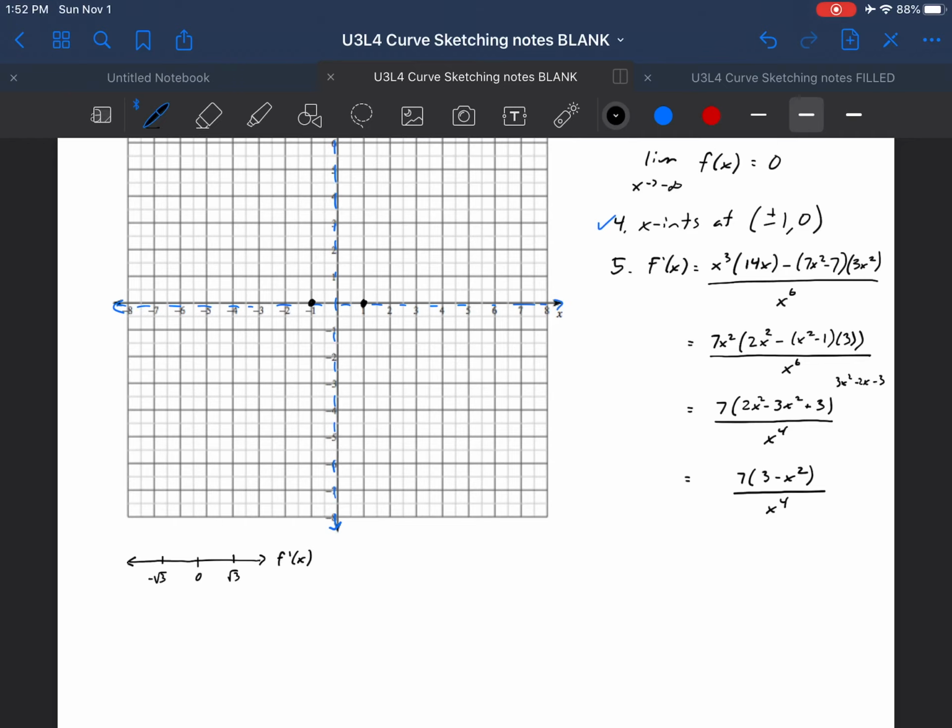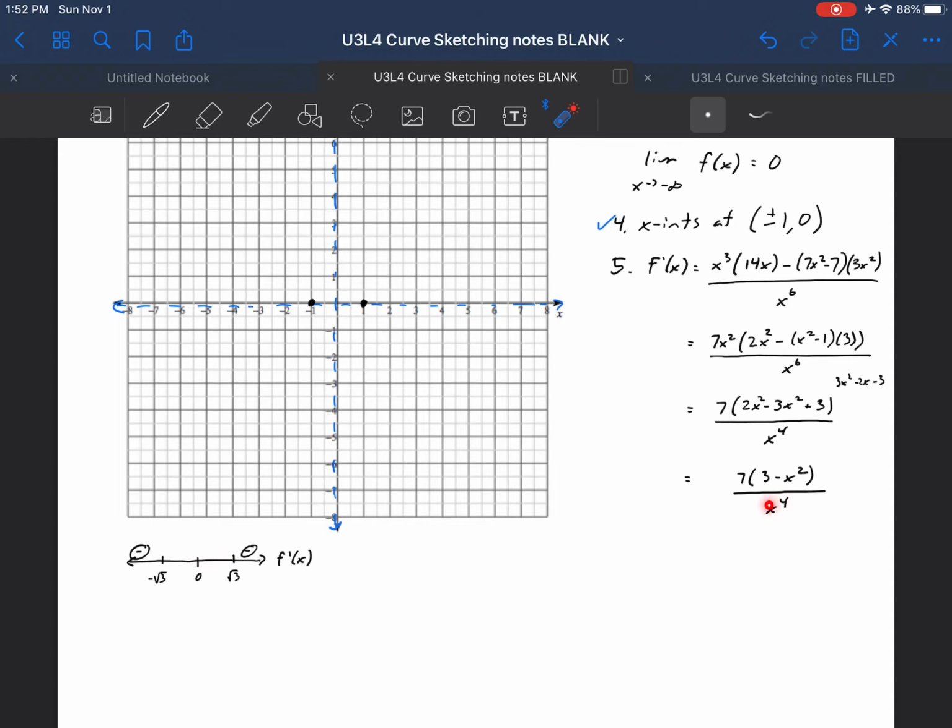Let's see, if x is 2, a number bigger than root 3, this will be negative, right? Because this is going to be bigger than 3, so the whole thing will be negative. That's also going to be the case if x is like negative 2 or anything less than negative root 3. So these will both be negative. In between negative root 3 and root 3, like if I pick 1 or negative 1, this will stay positive, so the whole thing is positive.